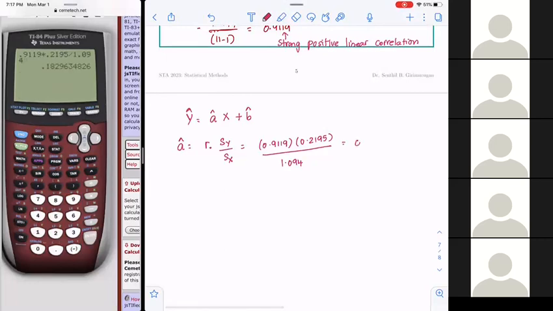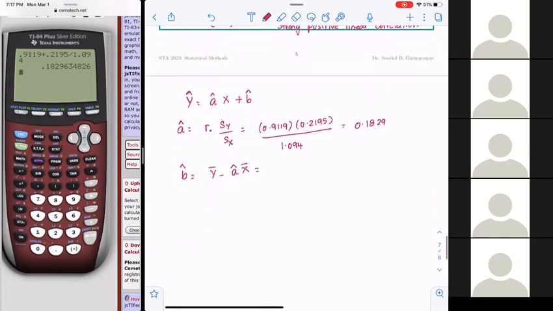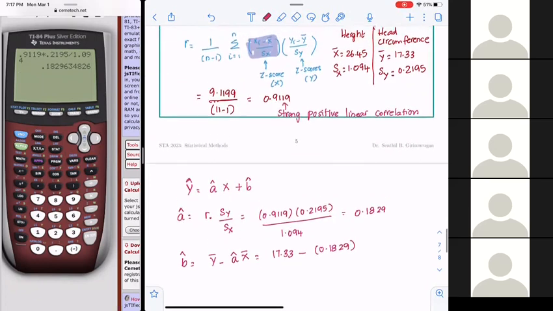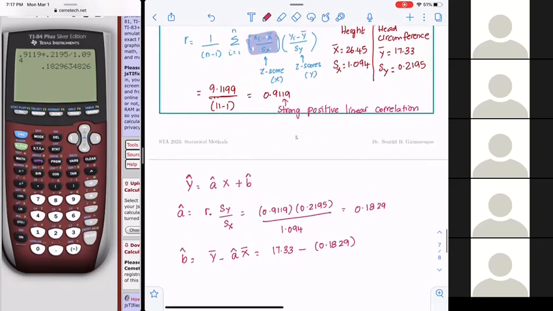We end up getting 0.1829. We'll just leave it at 0.1829. The value of b hat is simply y bar minus the value of a hat that we found multiplied by x bar. So y bar is 17.33 minus the value of a hat that we just found, 0.1829, multiplied by x bar, which is 26.45, the average height.